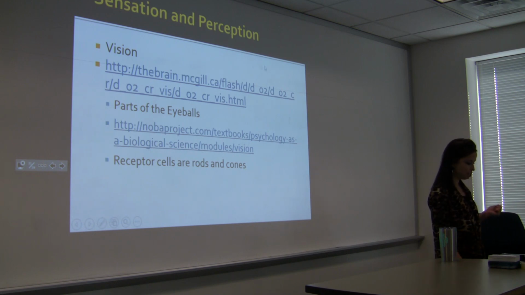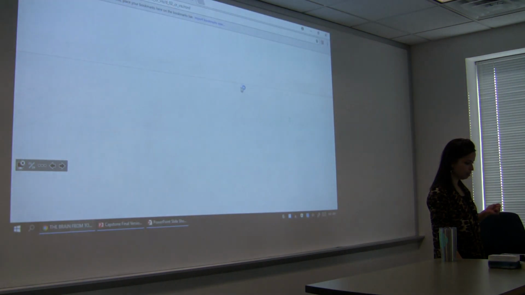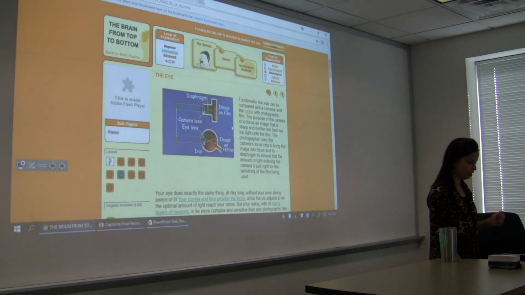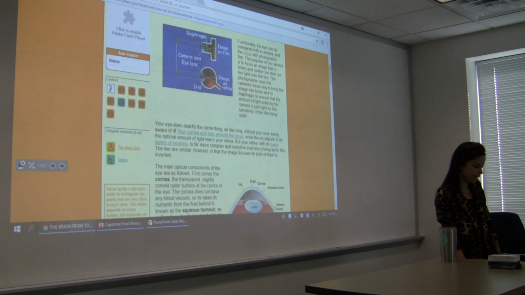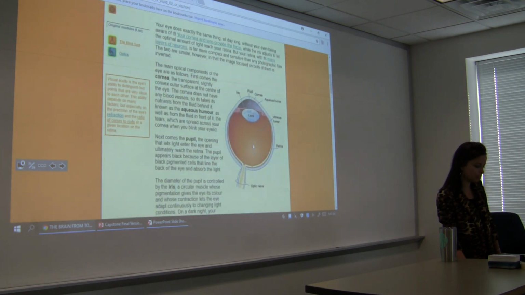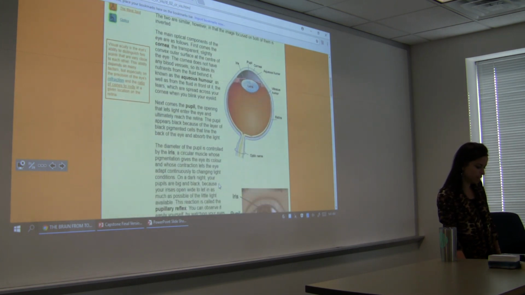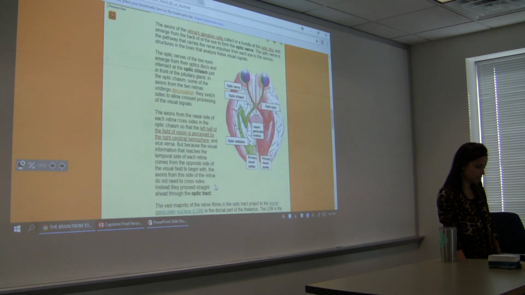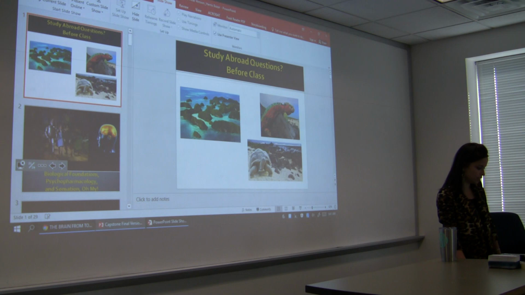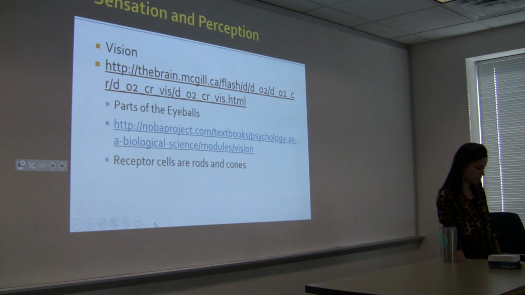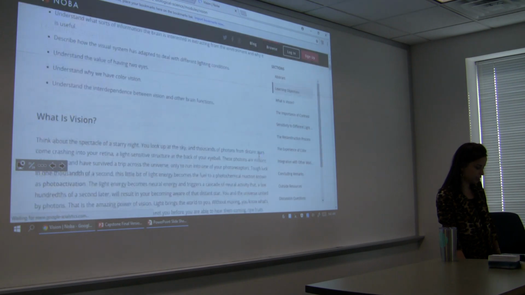But let's talk about vision. Folks at McGill have a brain from top to bottom activity that shows you the different parts of the eyeball. It's kind of exciting what that looks like, how it works. So that's a good thing to know. Okay. This also is another picture of the parts of the eyeball.